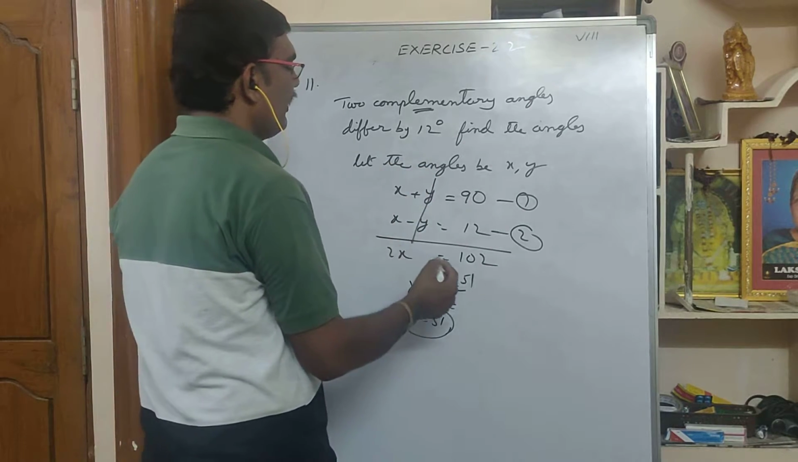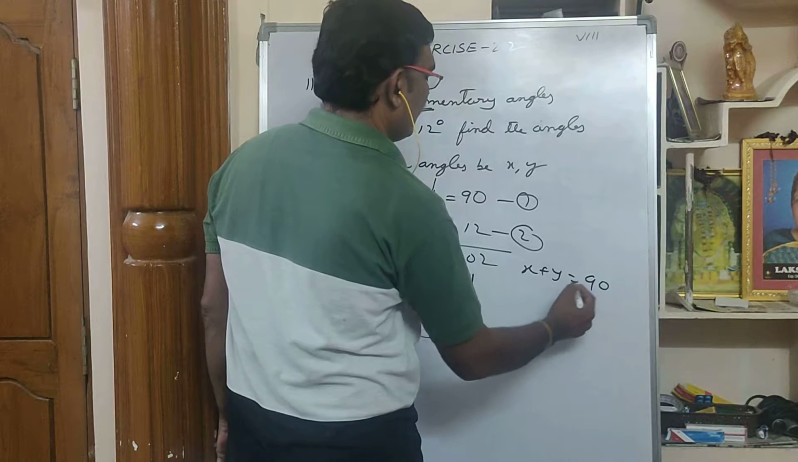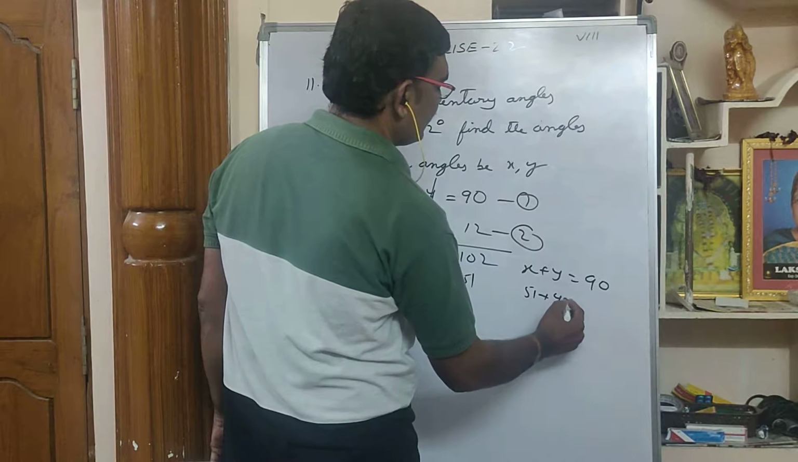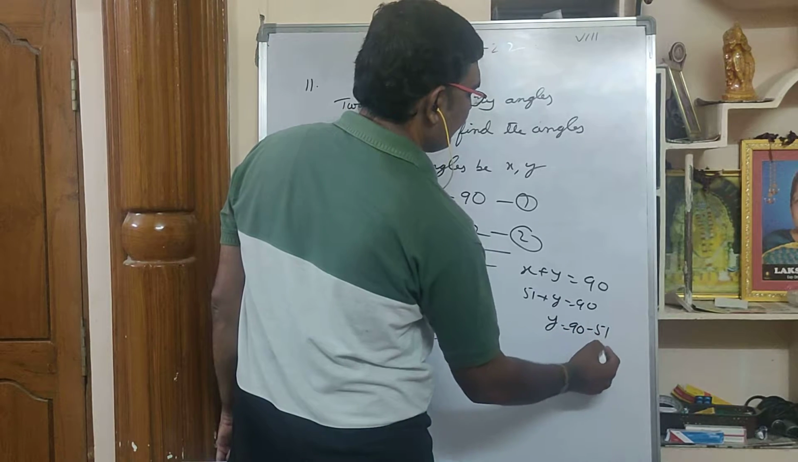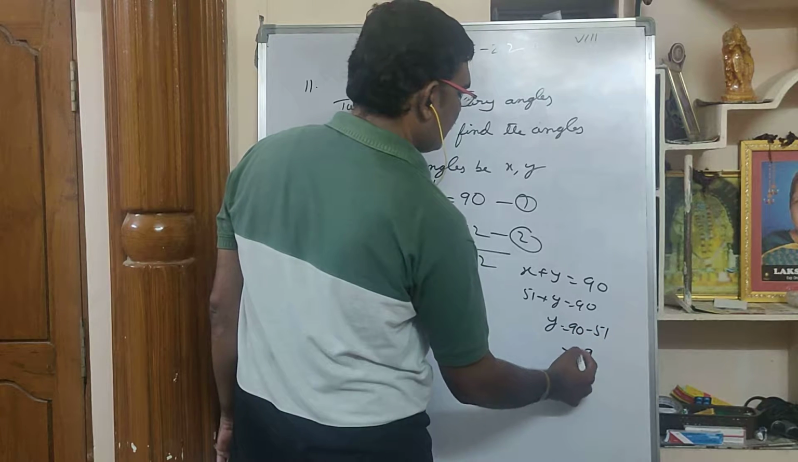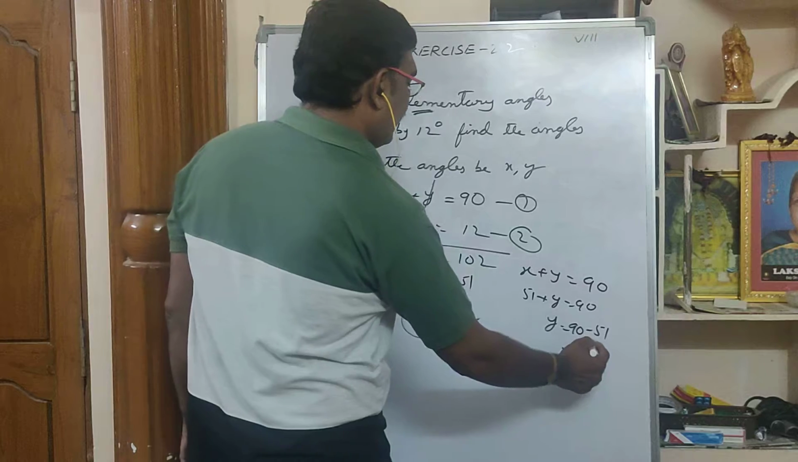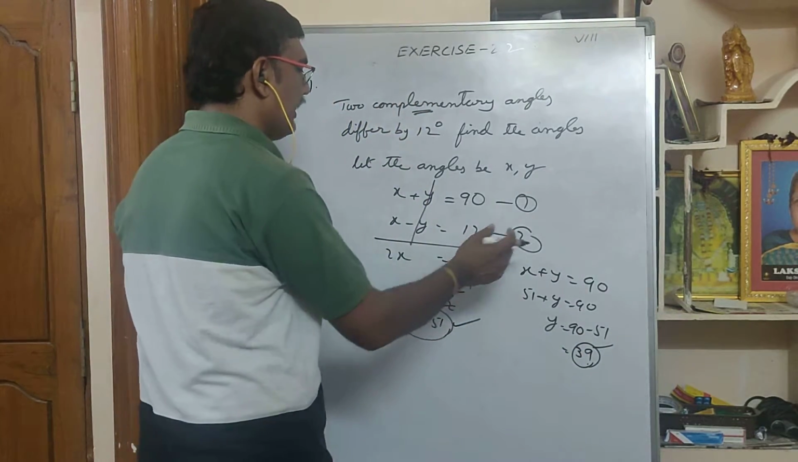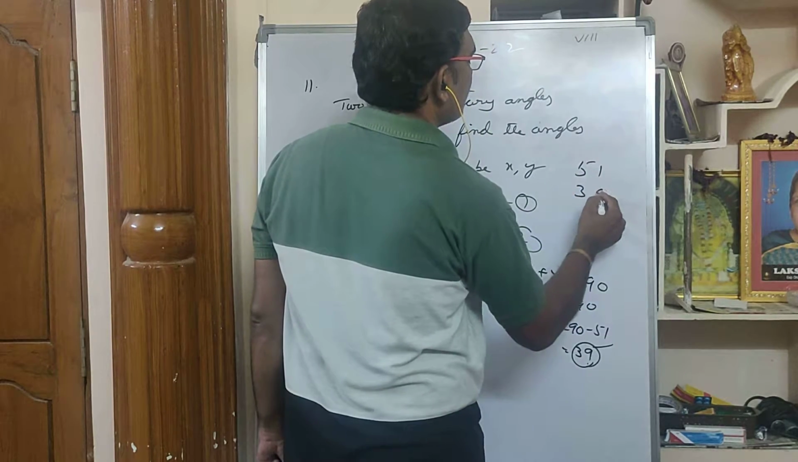To get the next angle, what you have to do? x plus y is equal to 90, 51 plus y is equal to 90, y is equal to 90 minus 51, which is 39 degrees. One is 51, the other is 39. If you add, you are getting 90. If you do subtraction, from 51, subtract 39.